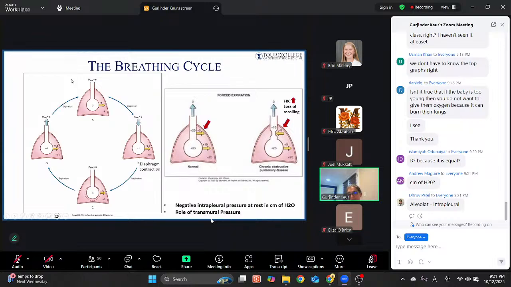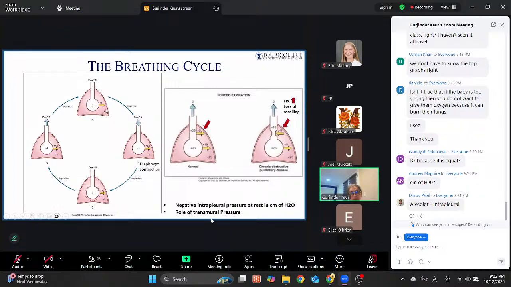Alveolar minus intrapleural. Very nice. So someone who wants to understand, yes, Andrew, thank you so much. Centimeter of water are the units. Don't forget that ever. It's different than when we go for mercury pressure. This is water pressure that we measure here.